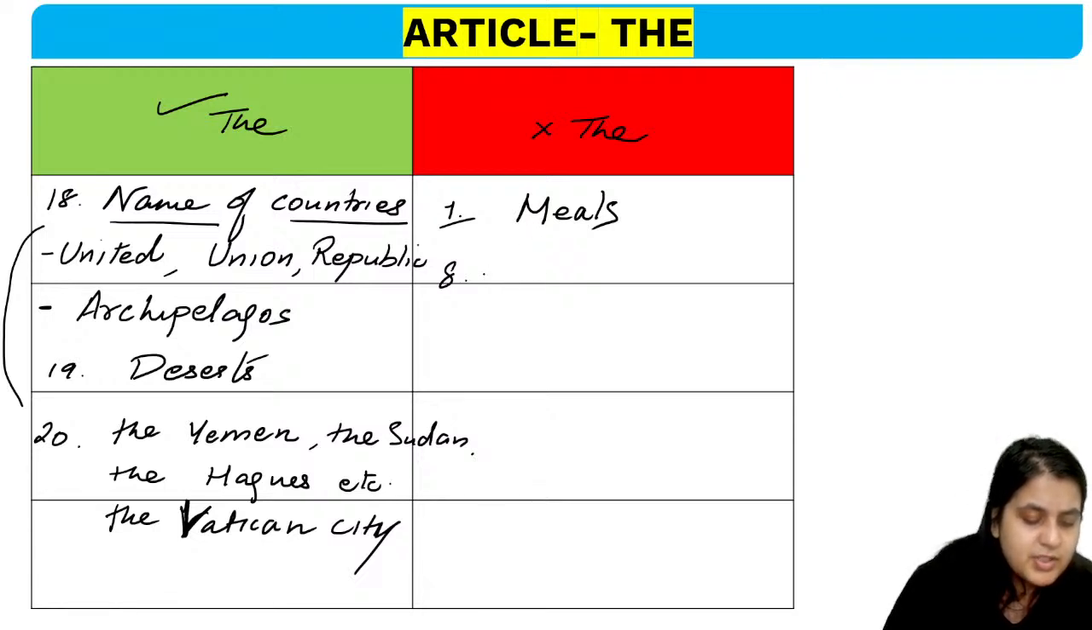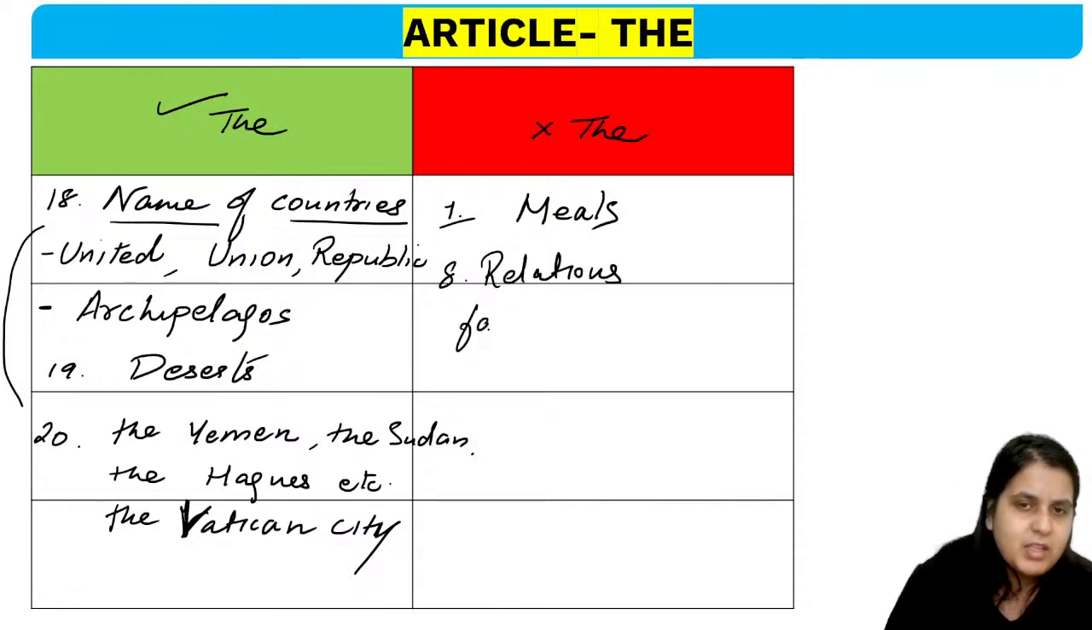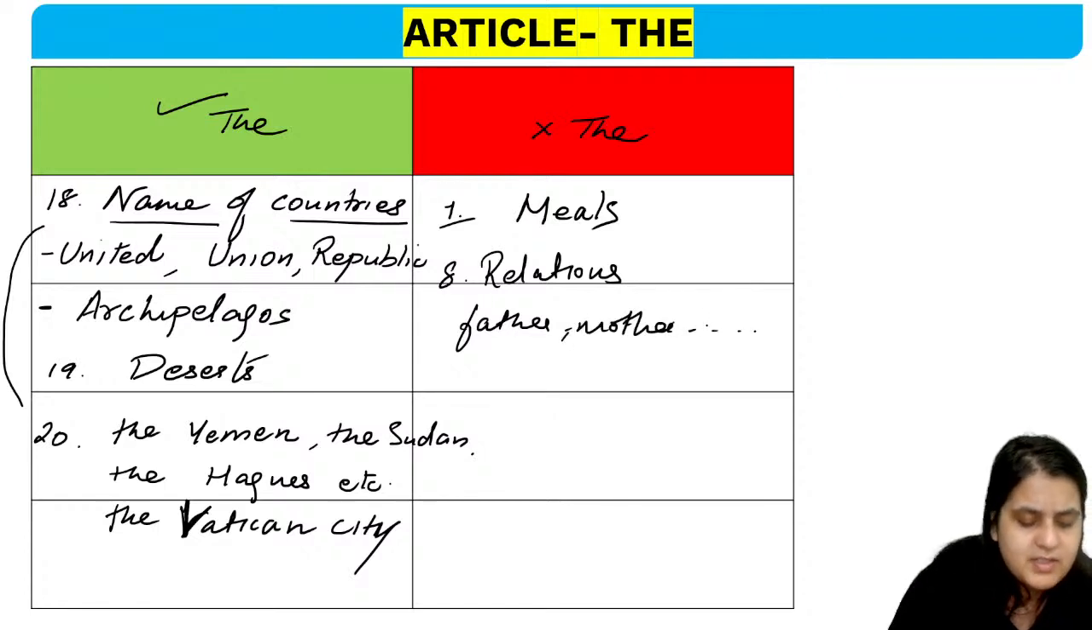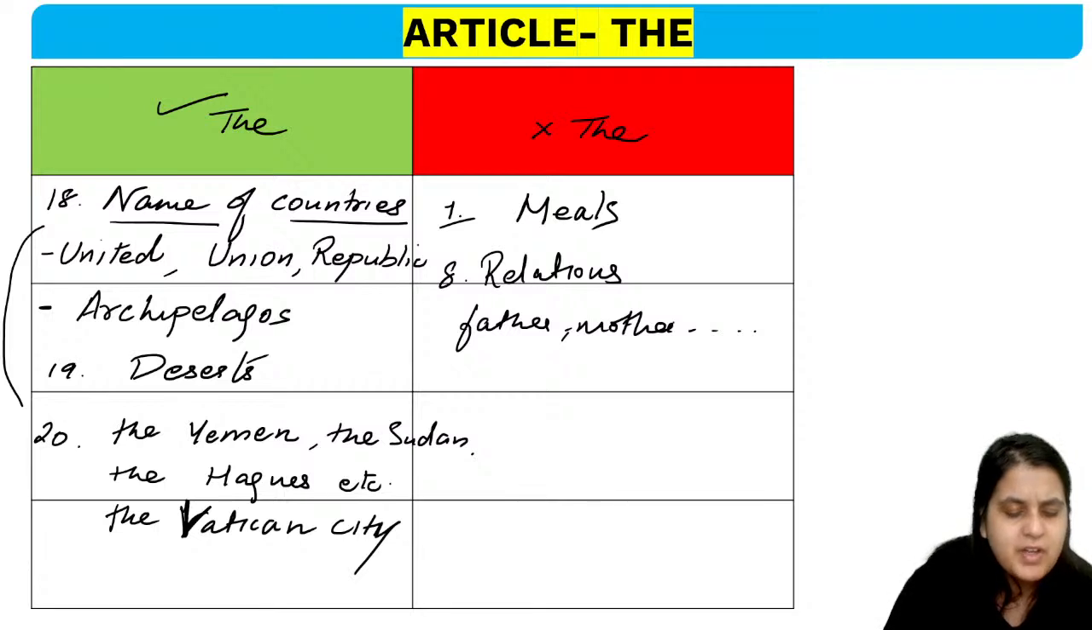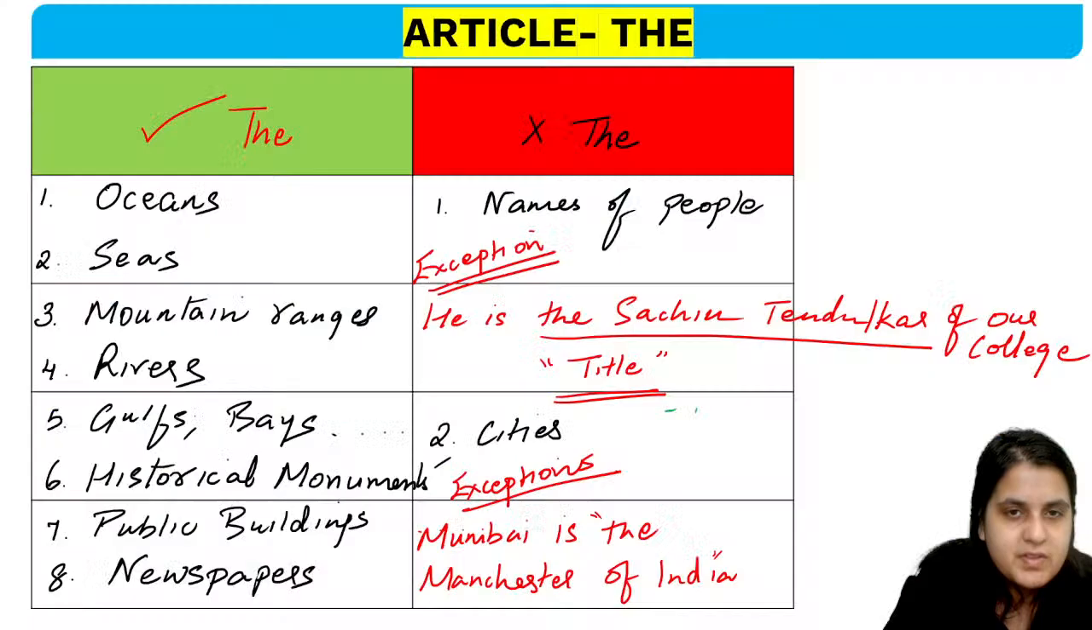Yes, you don't use it before relations. Okay, you don't say the father, the mother, you just say father, mother, sister, brother, aunt, and so on and so forth. Unless you're referring to it as a title, for example, the father of our nation, unless and until you refer to it in that sense, you don't use the. Okay, got it, guys? Did all of you understand this? So these are the important rules. Let's just quickly revise all of this once again.